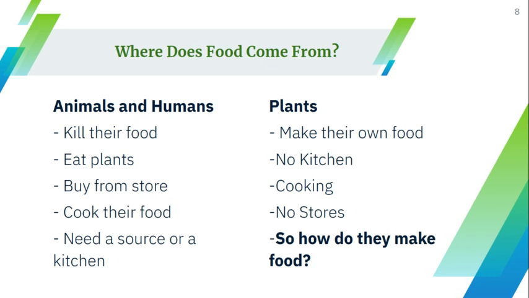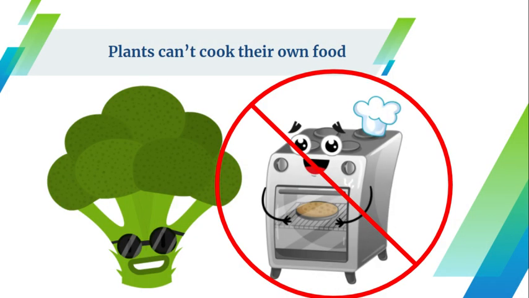Now, where does food come from? Well, animals and humans kill their food. They eat plants, they buy their food from the store, cook their food, and they need a source or a kitchen. Plants, on the other hand, make their own food. There is no kitchen, no cooking, no stores. So, how do they make that food? Plants can't cook their own food.